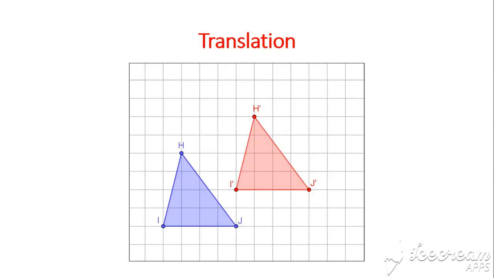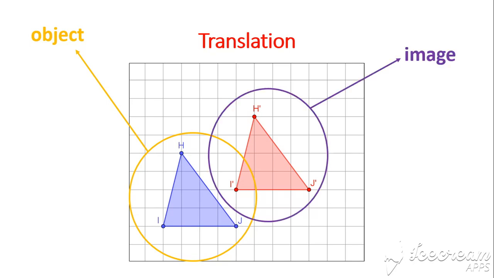All right, a couple of things to know about translation. Here's an example to start with. We have a triangle HIJ, and we are translating it, moving it to a new position to make a new triangle H'I'J'. So this is the object, the original shape. This is the image, the new shape.